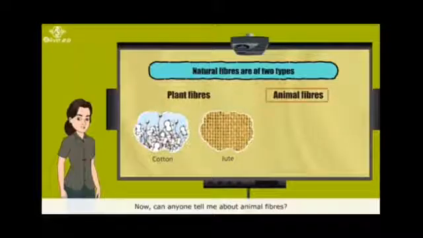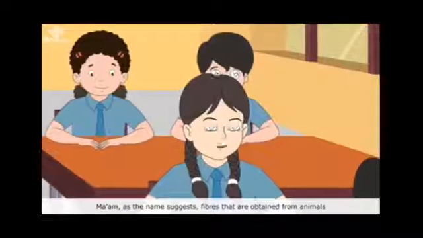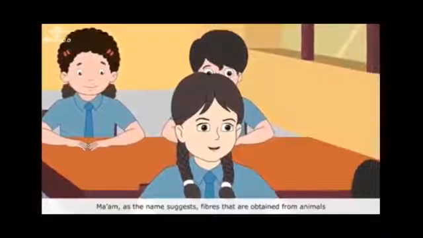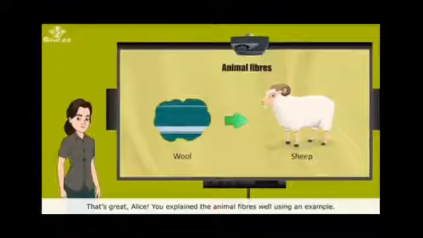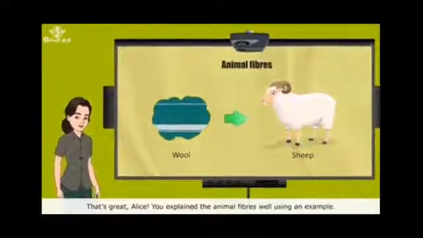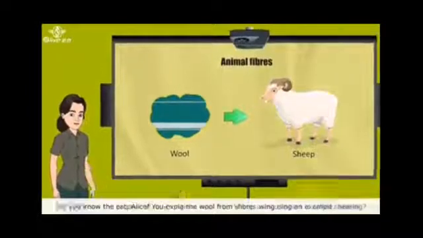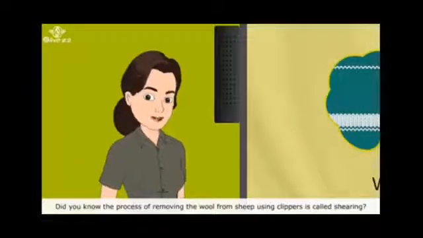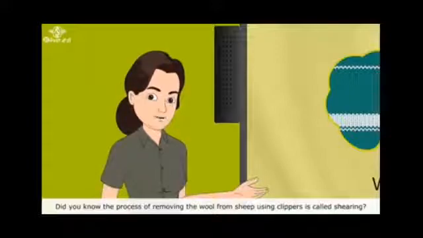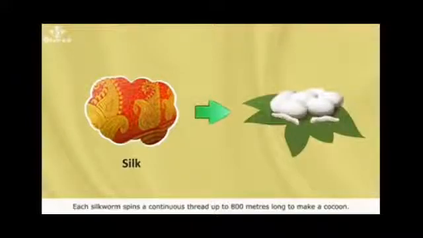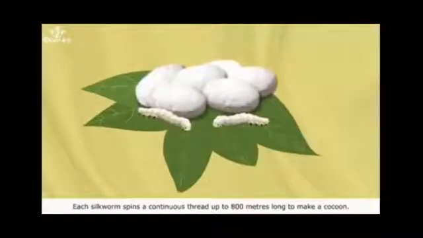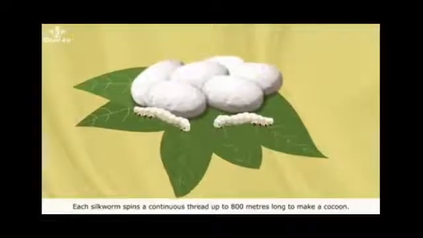Now, can anyone tell me about animal fibers? Ma'am, as the name suggests, fibers that are obtained from animals, such as wool from the hair of sheep and some other animals, are animal fibers. That's great, Alice. Did you know the process of removing the wool from sheep using clippers is called shearing? Silk is another animal fiber. It is obtained from the cocoon of the silkworm. Each silkworm spins a continuous thread up to 800 meters long to make a cocoon.